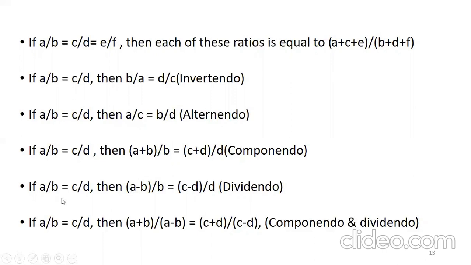Same way, dividendo rule, A by B is equal to C by D, then A minus B divided by B is equal to C minus D divided by D. If A by B is equal to C by D, then A plus B divided by A minus B is equal to C plus D divided by C minus D.